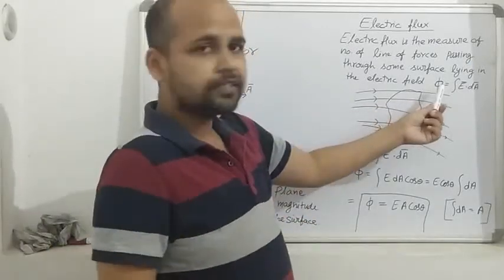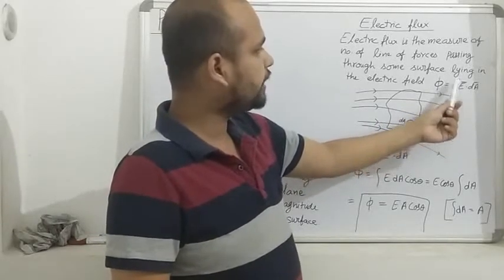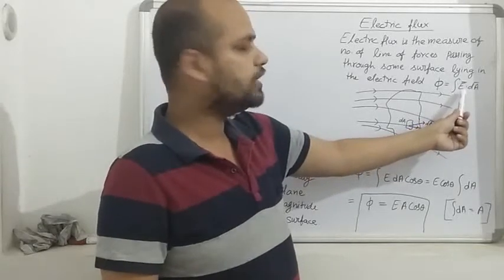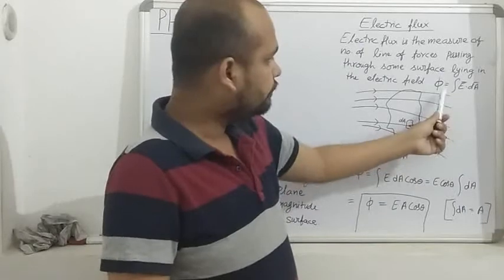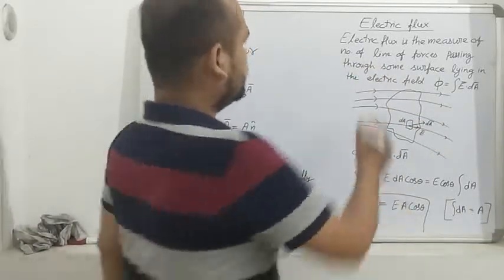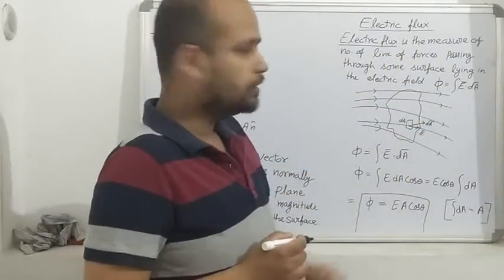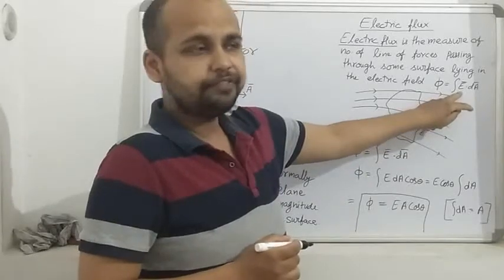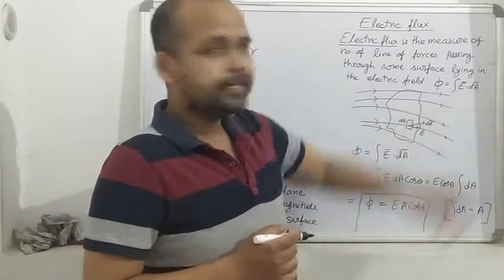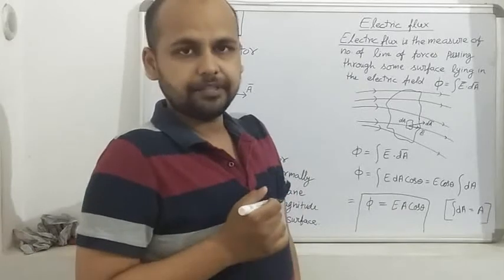Mathematically, electric flux is represented by the expression phi is equal to integral E dot dA. Phi is what? Phi symbol is representing the term electric flux. E is the electric field in which the surface is lying. dA is the small element of the area vector.